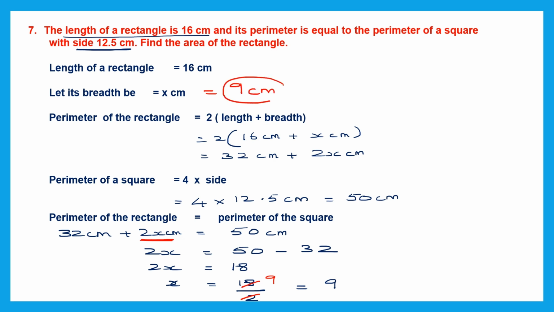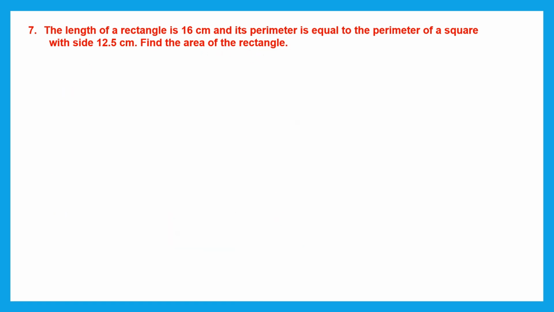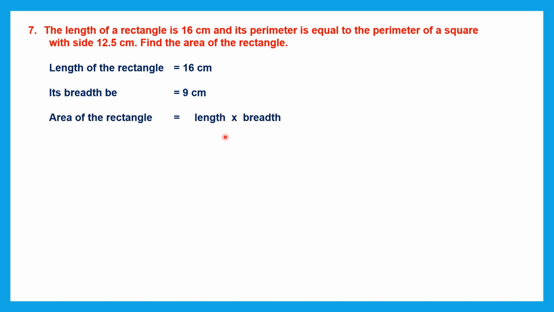Now we have both the length 16 centimeters and the breadth 9 centimeters. We can find the area of this rectangle. So the length is 16, breadth is 9, the area is length into breadth, which is 16 into 9. 16 into 9 is 144. So the area of the rectangle is 144 centimeters square. So this is our answer.